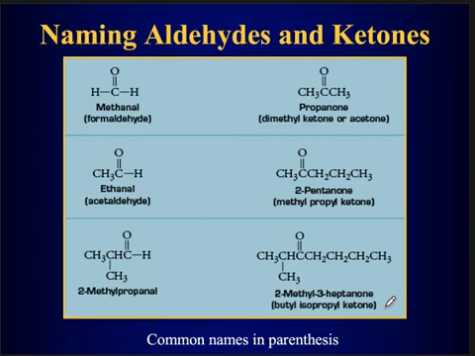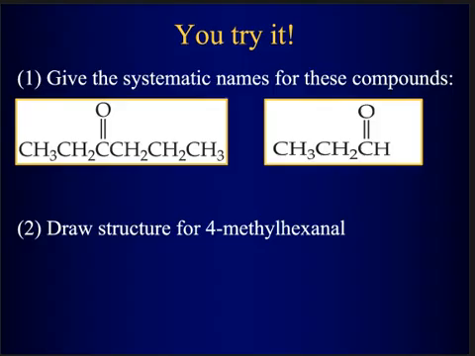So we're looking for that longest chain, numbering where that functional group is, and then naming everything else that is attached to it. All right, let's do a few practice problems. For number 1, give the name of both of these compounds. For number 2, draw the structure for 4-methylhexanal. Take a couple minutes and write these out.